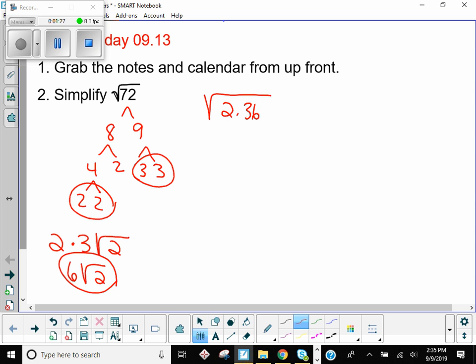So if I write it out horizontally, it keeps things from getting lost. But you don't have to do that. You do whatever way works for you. So right here, I would say, okay, the square root of 36 is 6, and I would bring that outside and have 6 radical 2.